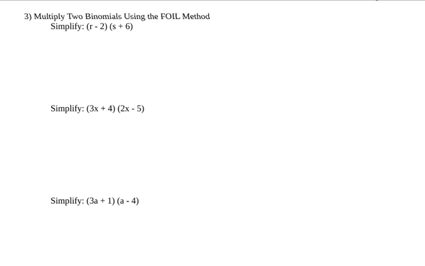Now, oftentimes you'll see people, when they're talking about multiplying two binomials, they'll use something called the FOIL method. And FOIL, just for future reference, stands for F-O-I-L: first, outer, inner, last. And what this is referring to is it's describing the four different terms you'll end up getting here.